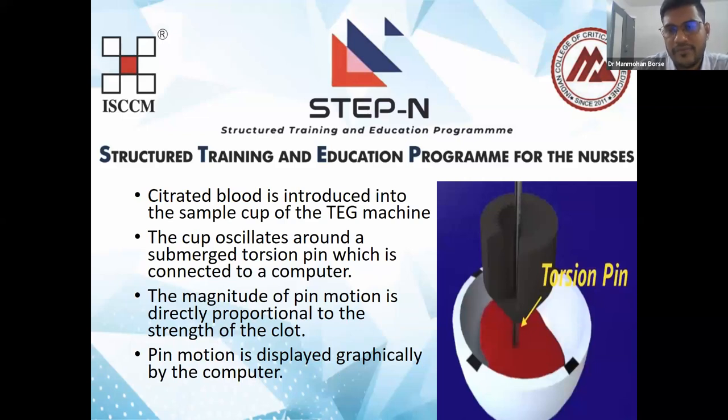So in TEG, we have a machine where we have a cup and there is a torsion pin in it. We put citrated anticoagulated blood in that cup. The cup will be rotating around the torsion needle. Okay, the cup oscillates around the torsion pin, and the magnitude of pin motion is directly proportional to the strength of the clot formation. The pin will be static until the clot formation starts. Okay, the motion of the pin will be measured in a computerized graphic format, and that will give us the TEG graph and TEG values.